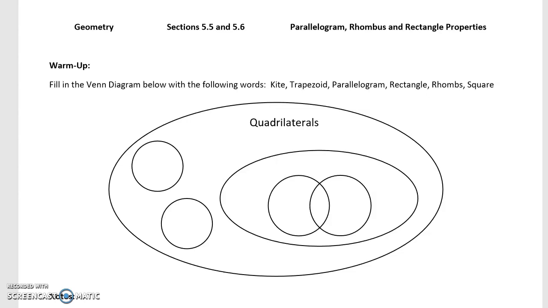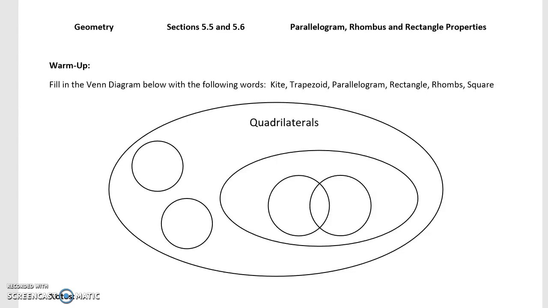In this video, we're going to take a look at properties of parallelograms, rhombi, rectangles, and then, of course, squares. There's a lot of properties, but I also think they're pretty intuitive. So let's get started. This is probably going to span a couple videos.